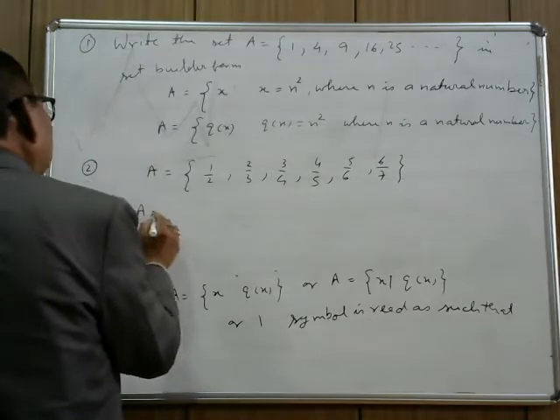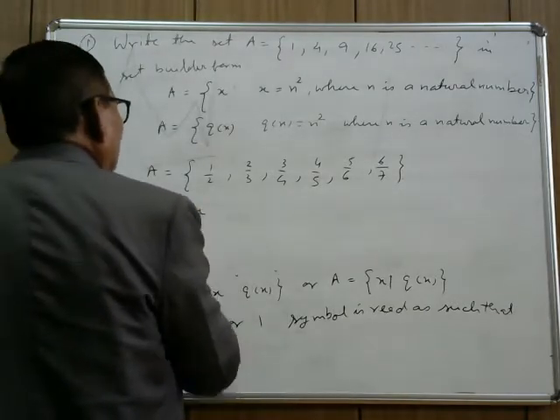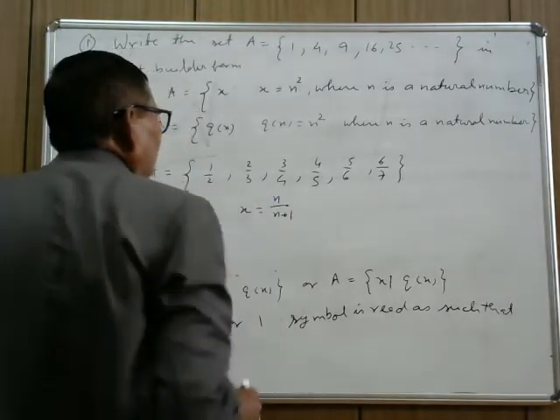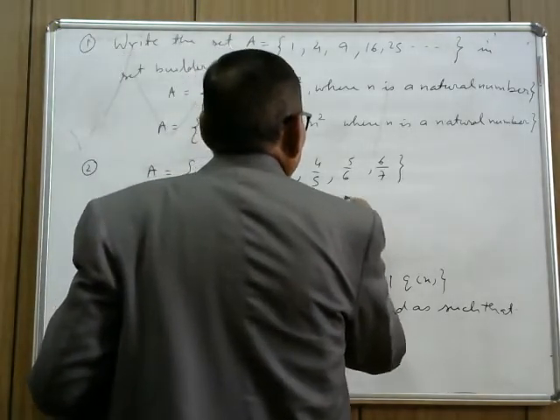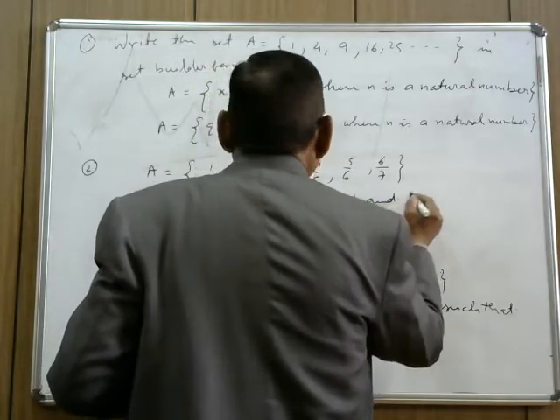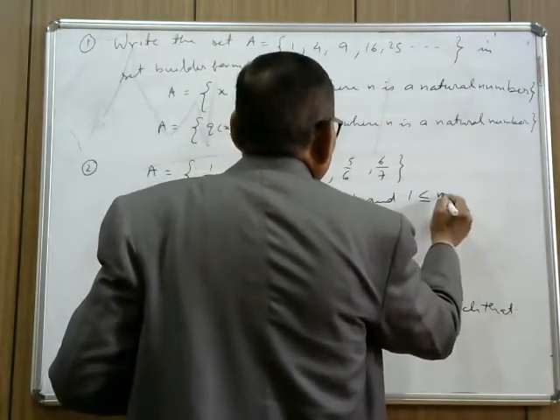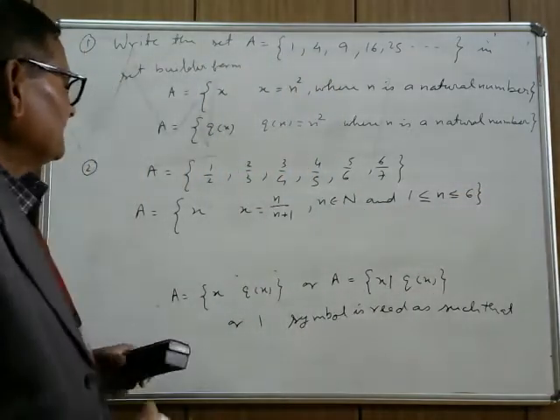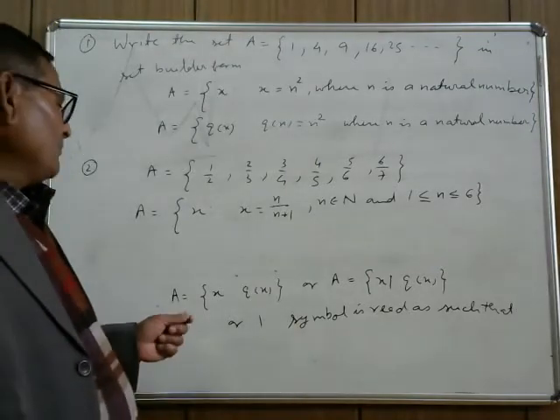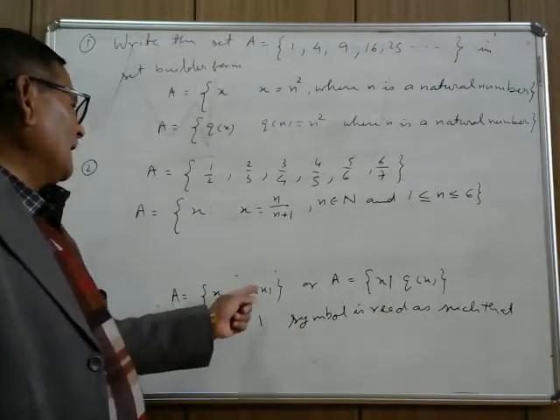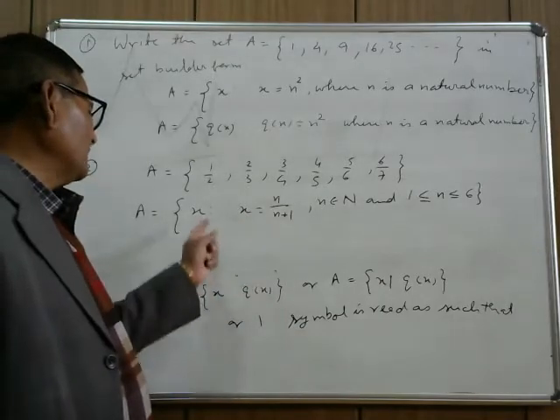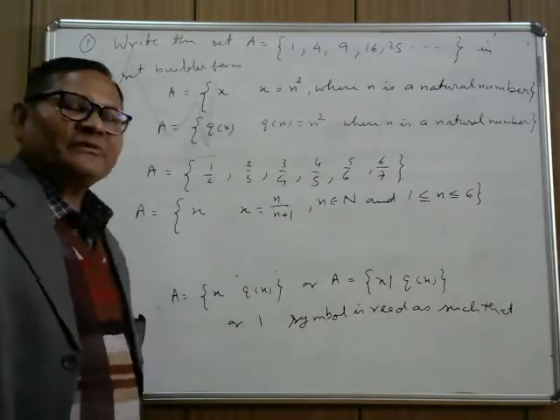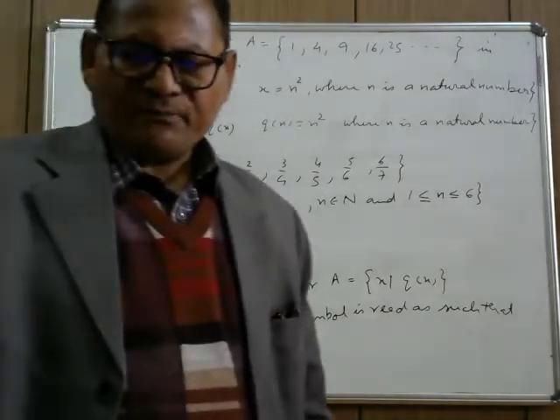So your A is defined as all x such that x is equal to n upon n plus 1, n belongs to N, and 1 is less than or equal to n is less than or equal to 6. You can also compare with this. Your n is your x and Qx is x. When you replace Qx as x, x as n, you find the similar property of this set. So this is in set builder form.